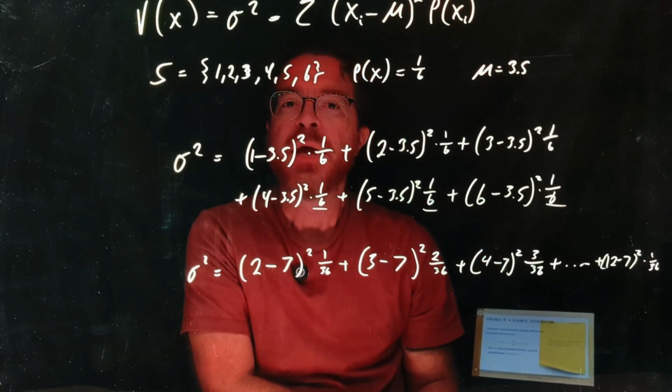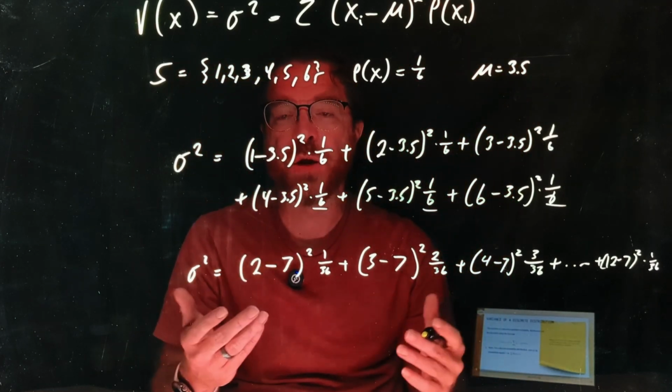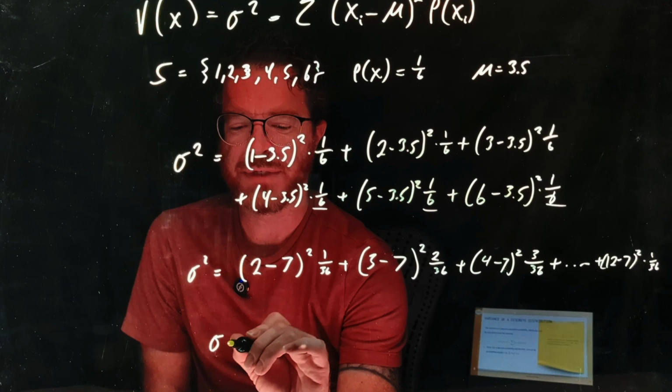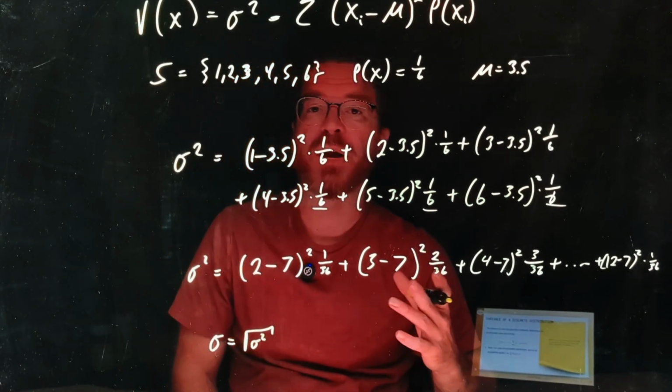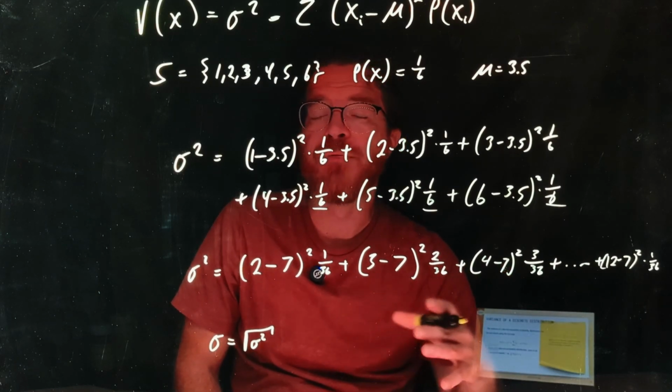Now, if you want to get your standard deviation, you just take this entire thing and take the square root of it, or if you found the variance first, you could just have sigma equals the square root of whatever you got when you found sigma squared. So the standard deviation is just the square root of the variance.